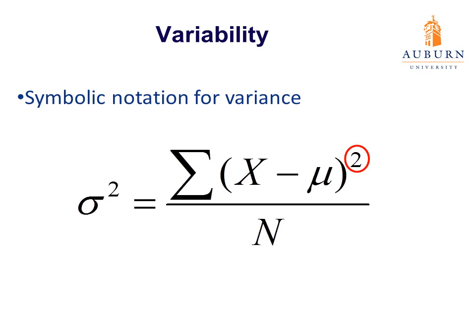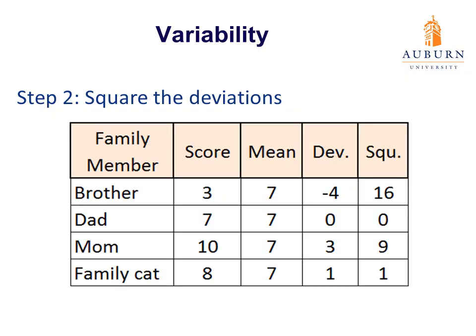Once we have all of our deviation scores, in other words, we've taken each value and subtracted the mean, we then want to go ahead and square each of those scores. So here is our data again. Notice we've added a new column, SQU, which stands for squared. So we took each deviation score and we squared it. We took -4 times -4, and we got 16. 0 times 0 is 0, 3 times 3 is 9, and 1 times 1 is 1. And so now we have a column of squared deviation scores.